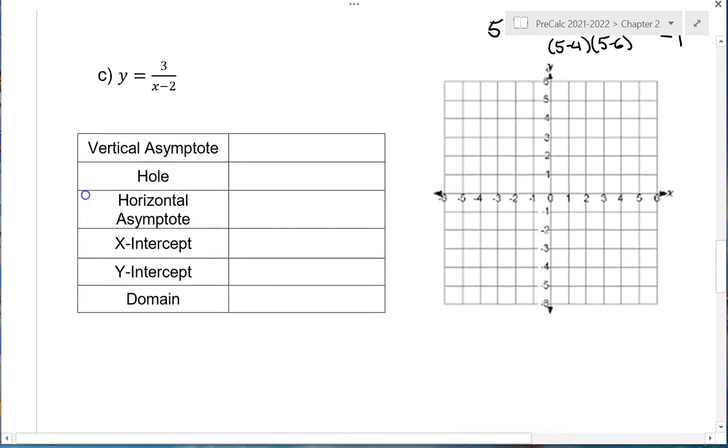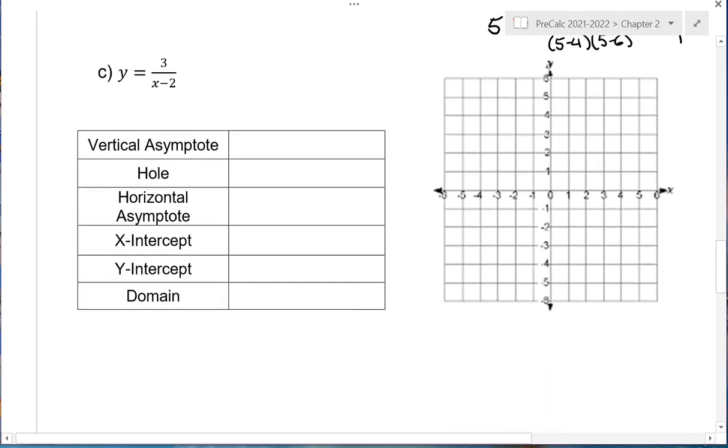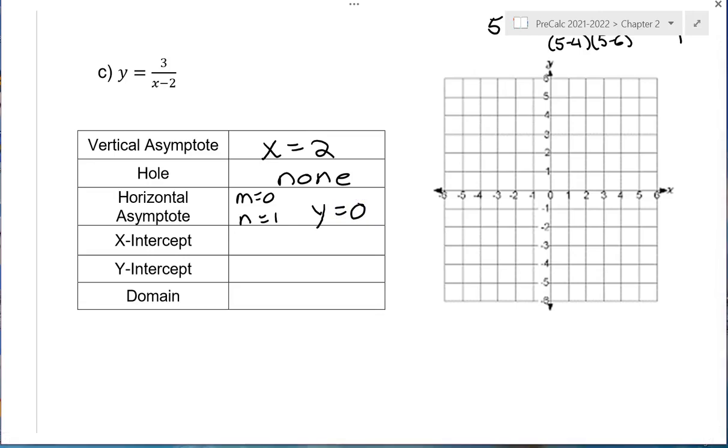Let's do another one. This one is 3 over x minus 2. Vertical asymptote is just at x equals 2. Nothing cancels, so there are no holes. And degree of my numerator is 0, denominator is 1, so we have a y equals 0. X-intercept, that's where your numerator equals 0. That doesn't happen, so I don't have an x-intercept.